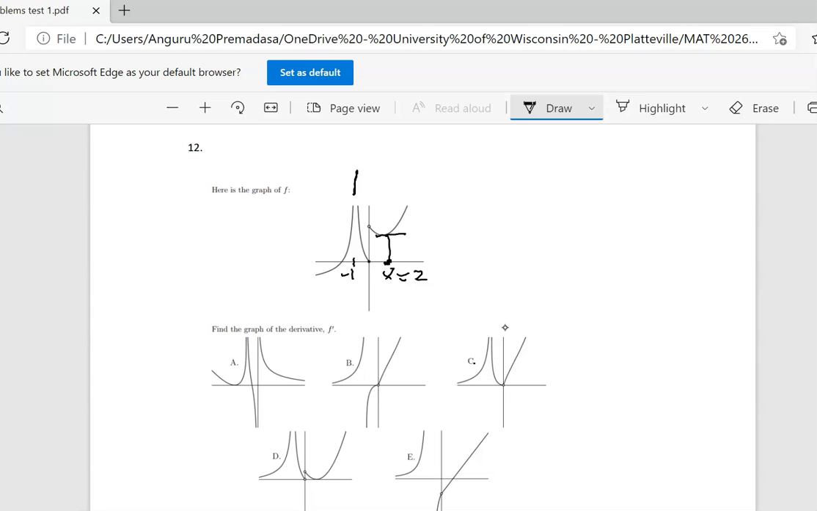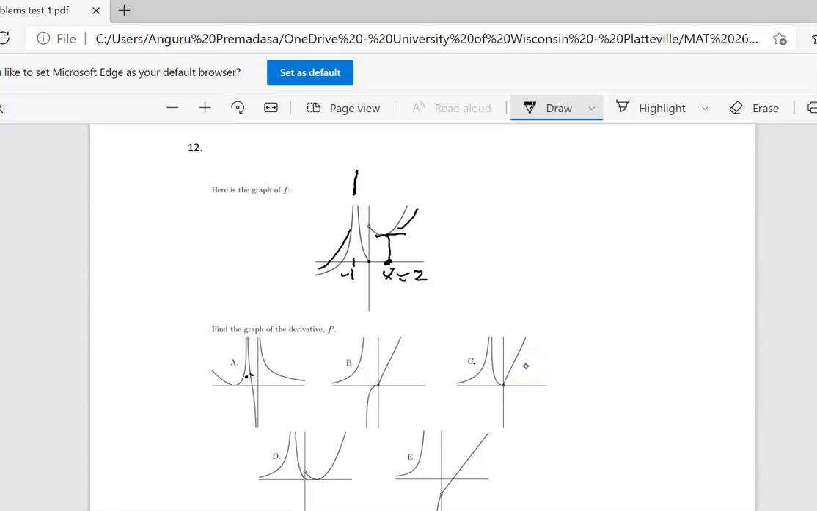Okay, and then between -infinity and -1, and from 2 to infinity, you can see that the original graph is increasing. That means the derivative graph has to be above the x-axis up to -1, and after -1 it has to be below the x-axis. So something like this will not work. Why? Because even after -1 it's still above the x-axis. It has to be below the x-axis after -1.